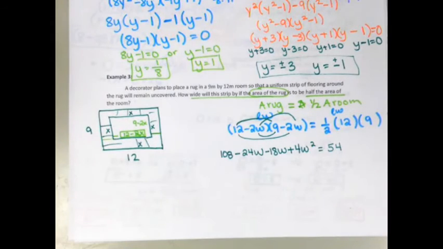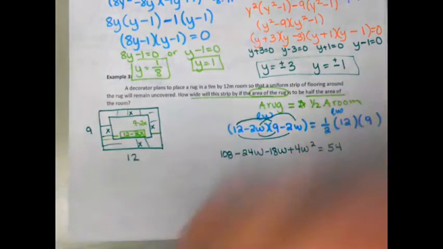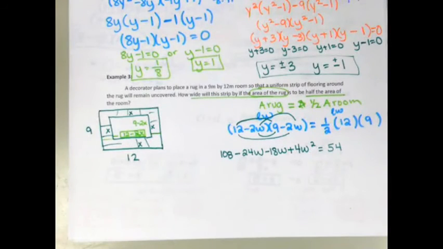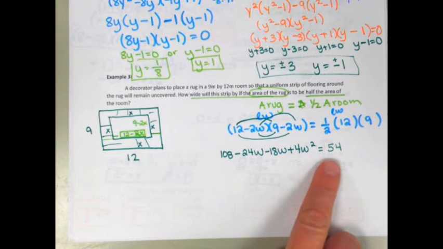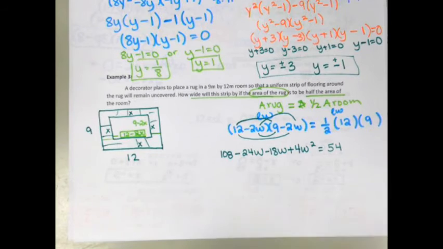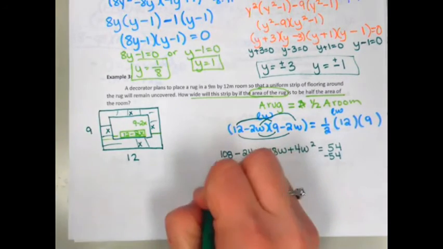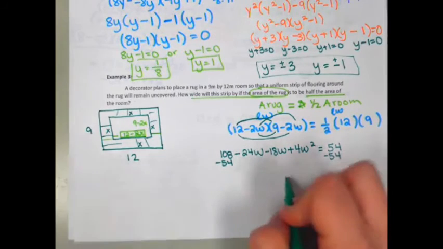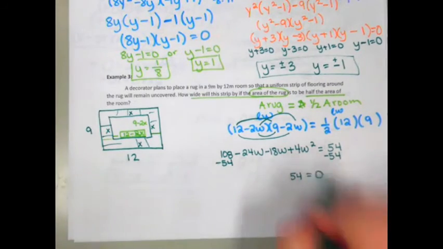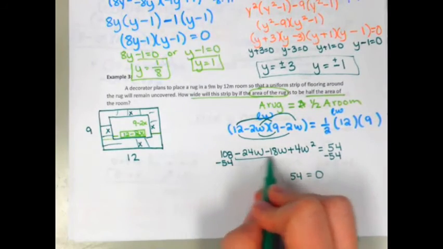54. Okay. All right, now looking at this, we know we have a W squared. So how many answers could we possibly have? 2. So we need to set my equation equal to what? Zero. How do I move 54 over? Subtract it. What would I subtract 54 from? 108. Good. What's 108 minus 54, sorry, not divided. 54 equals 0. What's a negative 24W minus 18W?